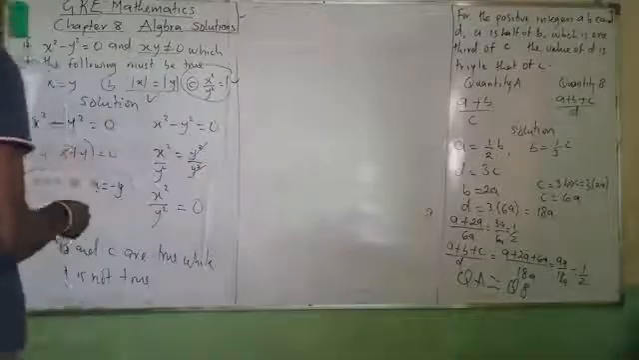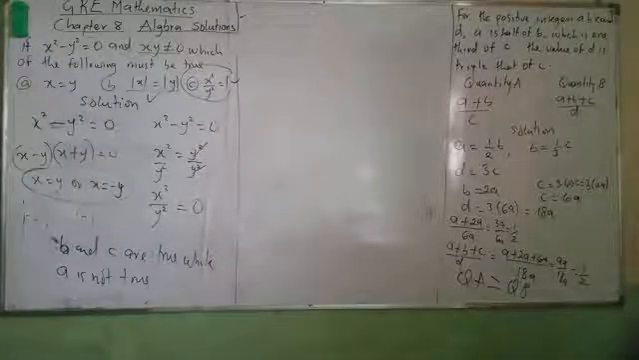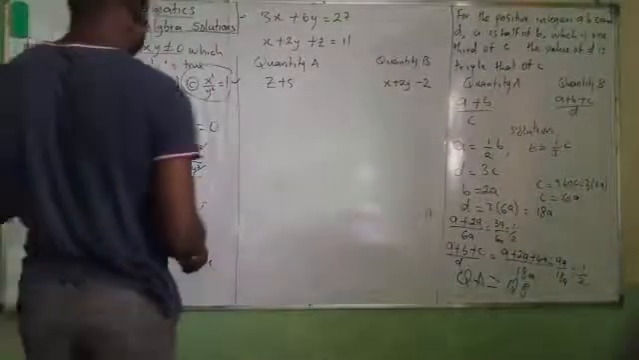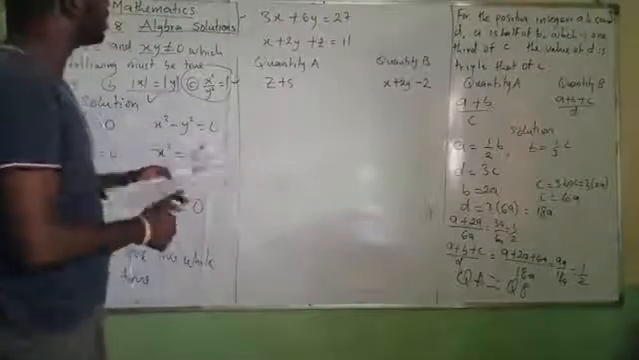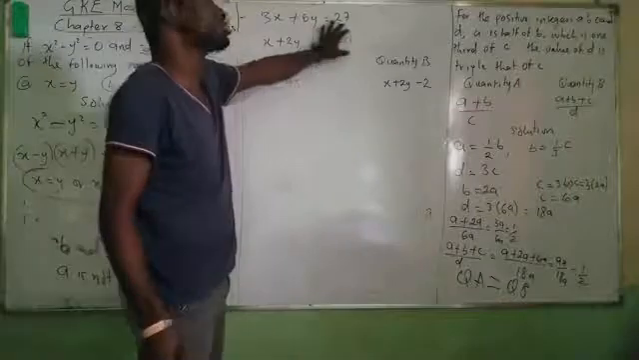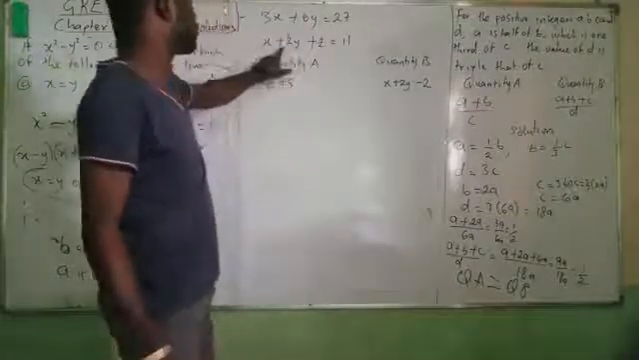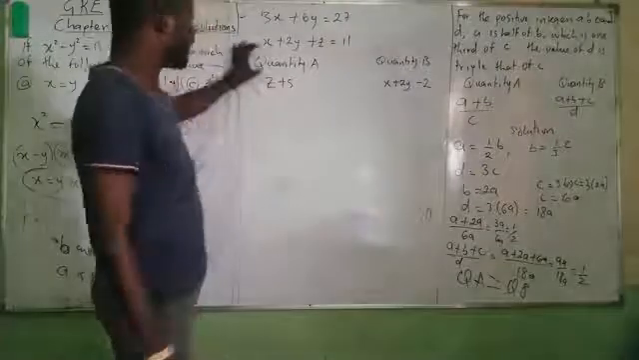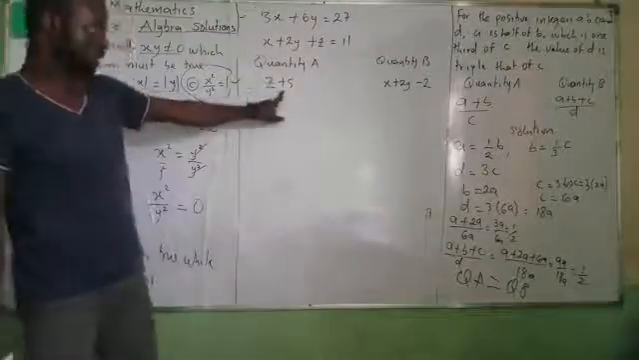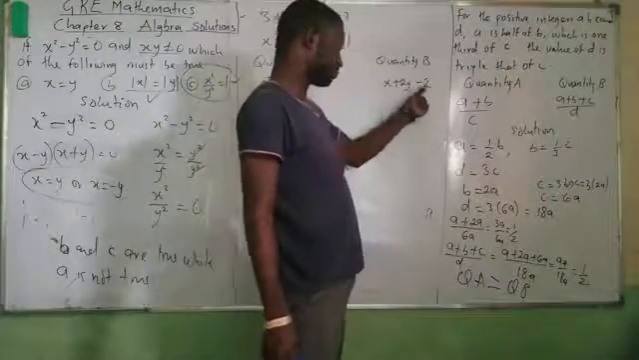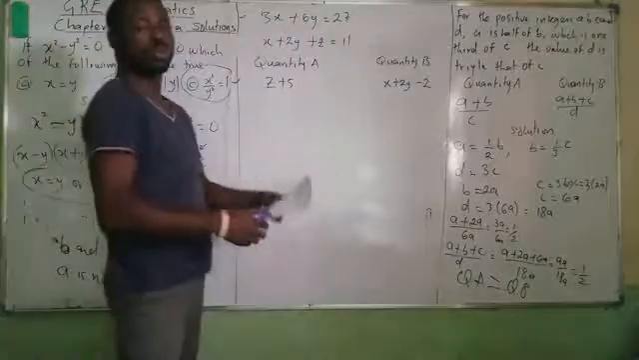Okay, let me continue. Now, I want to continue on the next question. Look at this question. It's a very nice question. 3x plus 6y equals 27, and x plus 2y plus z equals 11. Now, quantity A is z plus 5. Quantity B is x plus 2y minus 2. Now, that is what I have here.